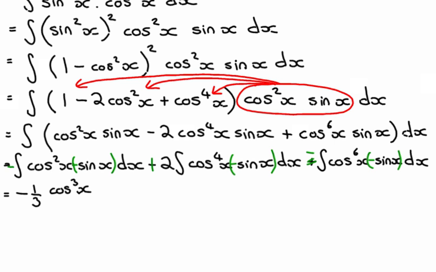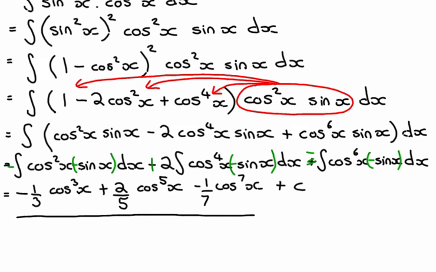Don't forget that you've got a plus 2 there. That is cos to the power of 4x, so we add 1. Becomes cos to the power of 5x over 5. So I'm just going to pop my 5 there. The last one, we have cos to the power of 6x, so we add 1. So I've got minus cos to the power of 6x. We add 1, so it's 7 over 7, which we can write as 1 over 7. And don't forget, for an indefinite integral, to add your constant of integration. There we go.